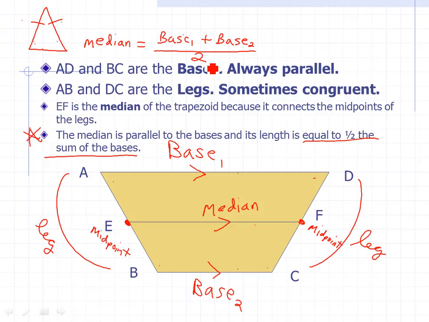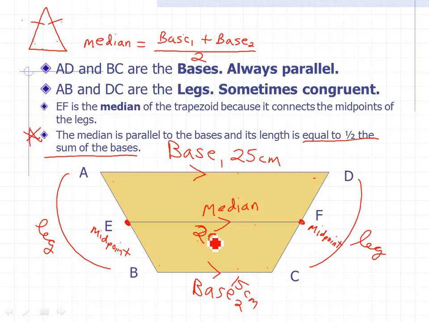So let's do this. If I told you base 1 up here was 25 centimeters, base 2 was 15 centimeters, could you find the length of that median? 20? How'd you get that? You add them together, 25 plus 15 is 40. Divide that by 2, you end up with 20.